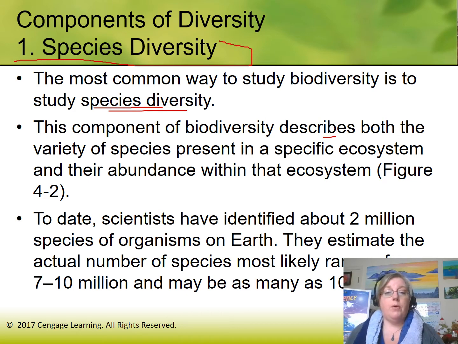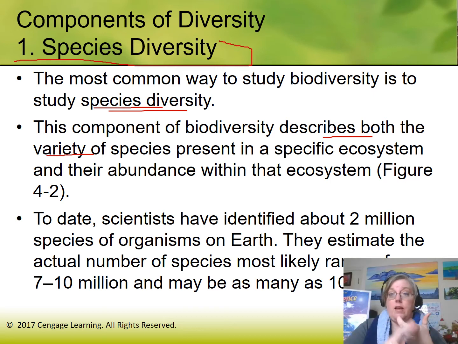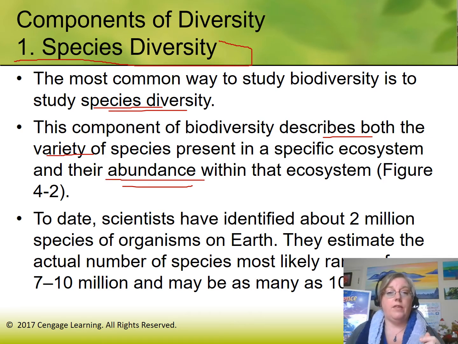It describes both the variety of species, the different kinds, like I just listed, giraffes, lions, zebras. Those are the variety of species, but also the abundance of the species in that ecosystem. Have you ever seen a wildebeest herd? They're huge. Okay, that's the abundance, how many of them there are. So how many different kinds of animals and how many of each kind. The variety and the abundance of species in the ecosystem.